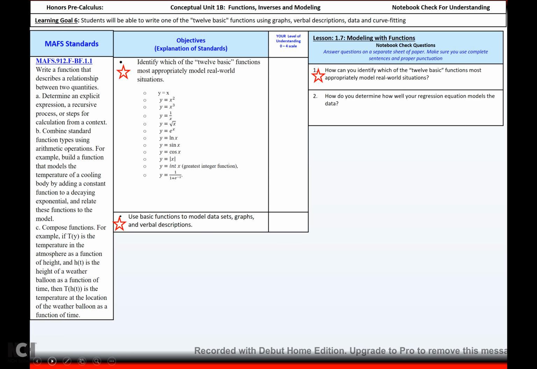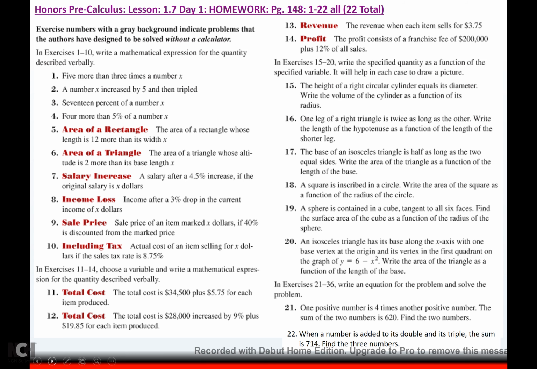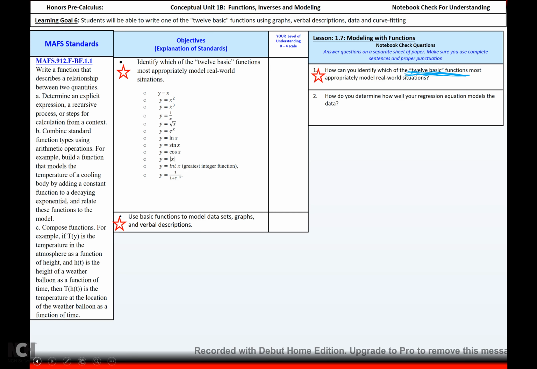So, how can you identify which of the 12 basic functions most appropriately model real-world situations? We didn't necessarily talk about the 12 basic functions today. That's going to come more tomorrow. But we used formulas and things like the area of a triangle, area of a rectangle. We use those sort of mathematical models. Okay? And then you're on to your homework.